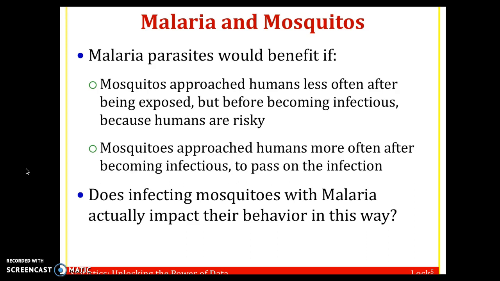All right, so malaria and mosquitoes. The malaria parasite would benefit if mosquitoes approach humans less often after being exposed, but before they could spread the infection. And then once they can spread the infection, are they more likely to approach humans? So does infecting mosquitoes with malaria actually impact their behavior this way? What we just did is the first part of the study. Actually, yes, we rejected the null hypothesis and concluded there's enough evidence that mosquitoes do approach humans less often after being exposed, but before they could spread the parasite. So now we need to go into the second part of this study. What happened after the 8 days when mosquitoes could spread the parasite?